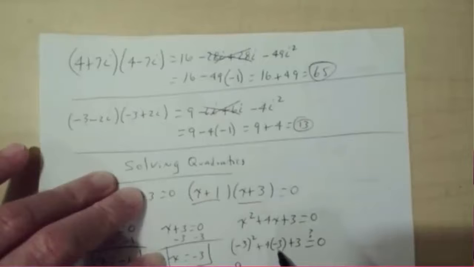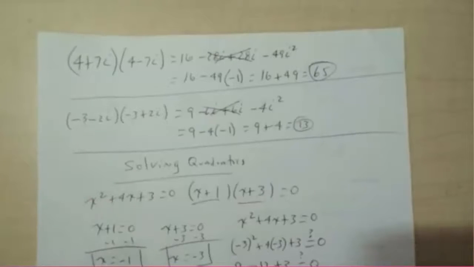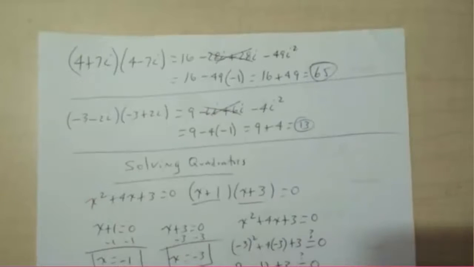4 minus 3 is a negative 12 plus 3. Does that equal 0? Yes. 9 and 3 are 12. 12 minus 12 is 0. Or you can go 9 minus 12 is negative 3. Negative 3 plus 3 is 0. So we are correct. And you can do the same thing for negative 1.